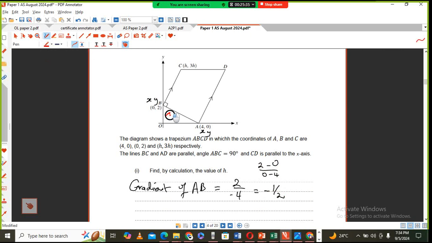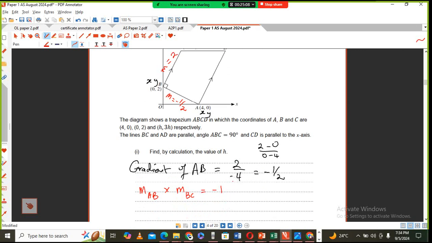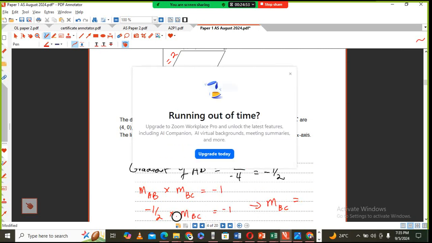So if the gradient of this one here is equal to -1/2, then the gradient of this one here will equal to what? The opposite of that. Two. Is it not so? Because the gradient of AB multiplied by the gradient of BC should be -1. We follow? And the gradient of AB is -1/2 multiplied by the gradient of BC, which will give you -1. If you were to solve this, you will see that the gradient of BC is nothing but 2.